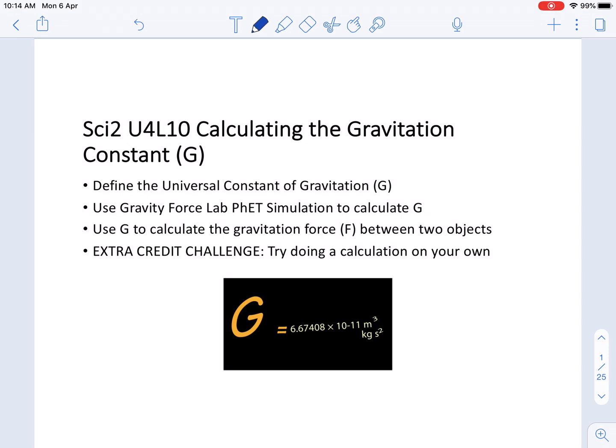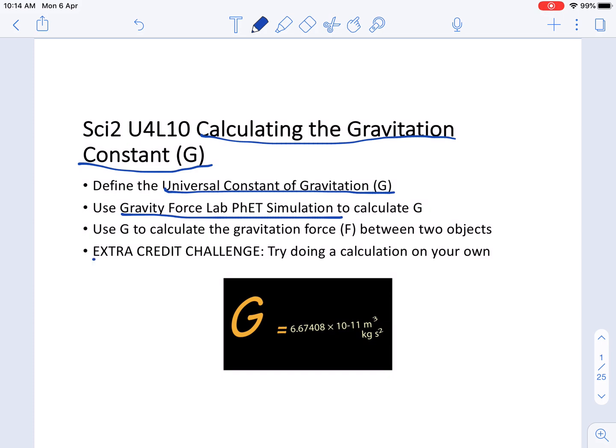But before we talk about that, we have to talk about calculating what's called the gravitational constant, which is a number that sort of puts gravity in context and brings newtons into the math. So we'll define it really quickly. I'll use that same gravity force PhET simulation you did for homework to then do some of the math.